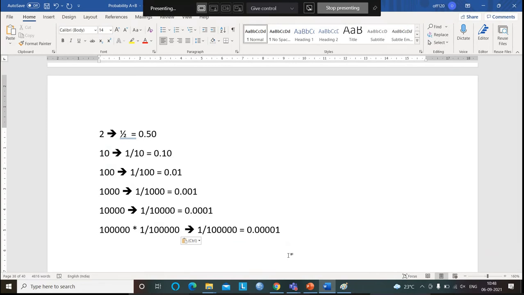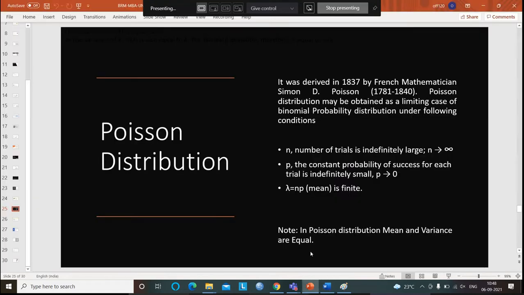Now, there are some situations where the number of trials will be very high and the probability of getting success is very low. What are those situations? What type of problems, what type of situations follow the Poisson distribution?